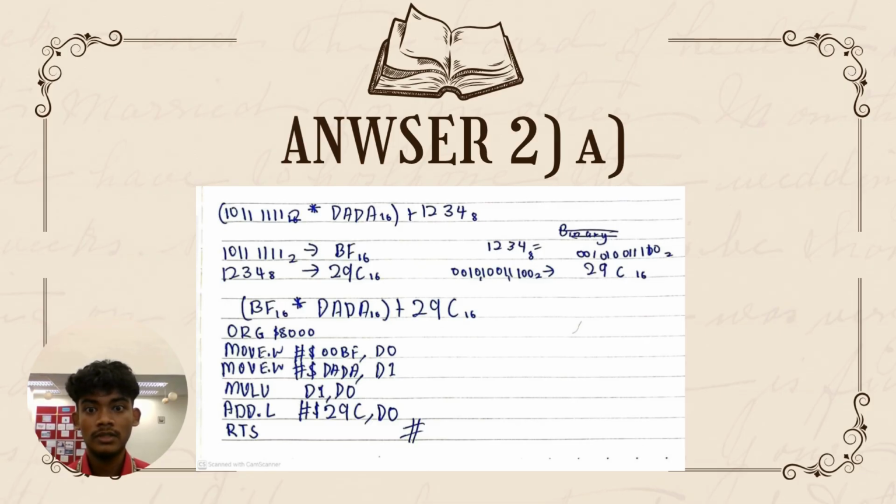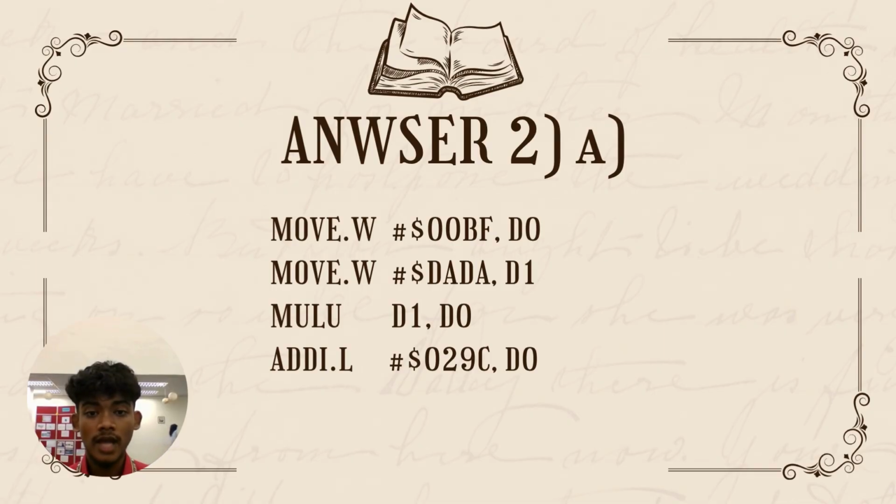First of all, we need to convert the octal number to hexadecimal. After that, we need to set the origin, which is 8000. Then we need to multiply D0 by D1 and also add the hexadecimal constant to D0. And lastly, we get this answer. That's all.